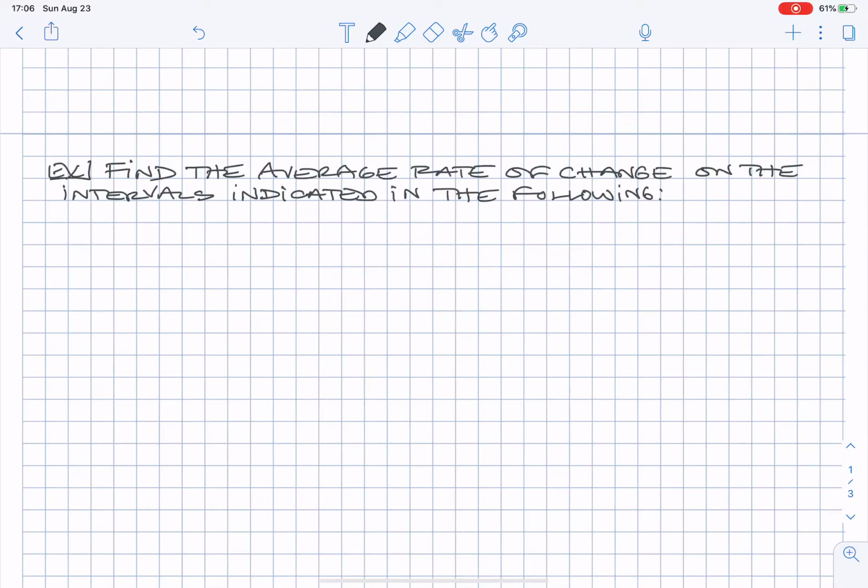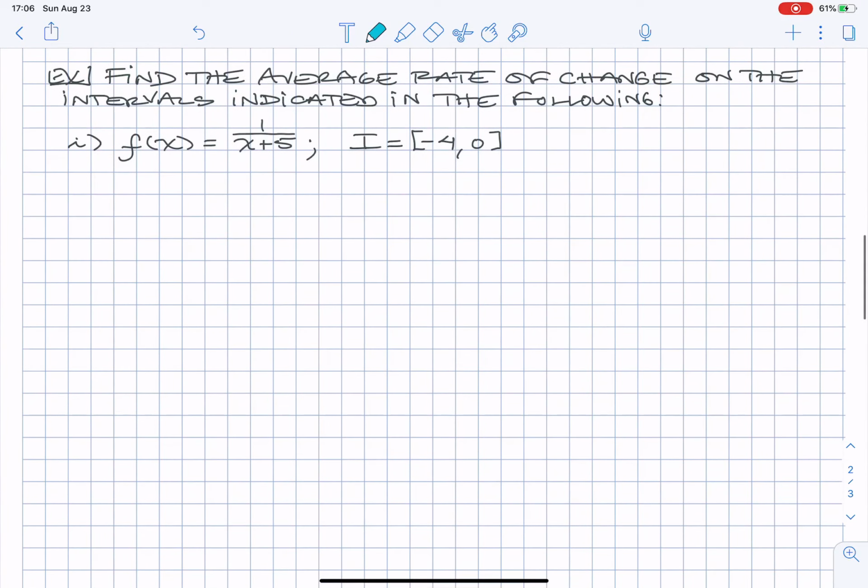So number 1, let's say we have that f of x is given as 1 over x plus 5, and let's consider the interval I as being between -4 and 0. Okay, so we know that the average rate of change is going to be equal to f of b minus f of a, all over b minus a.